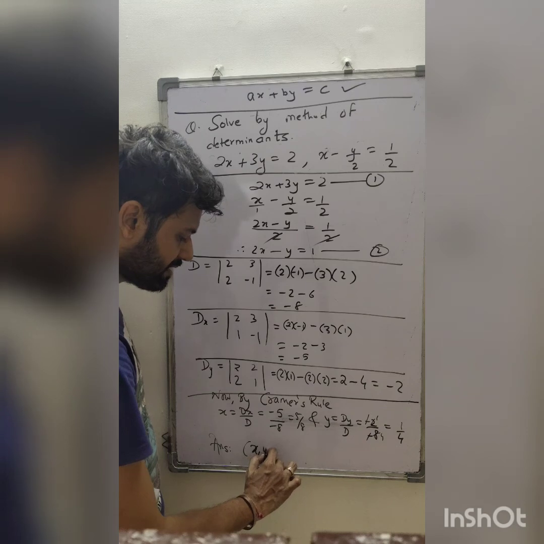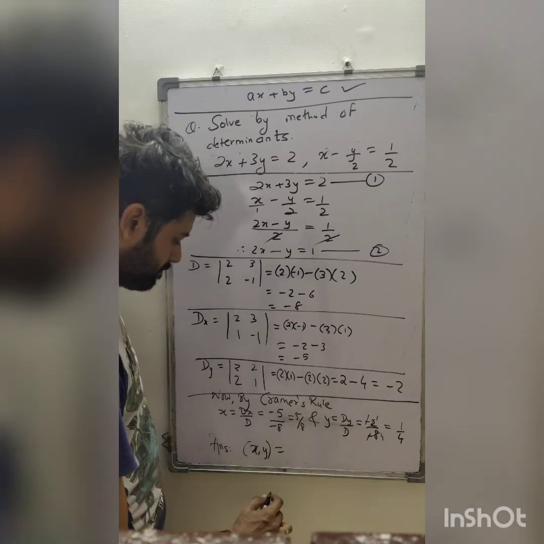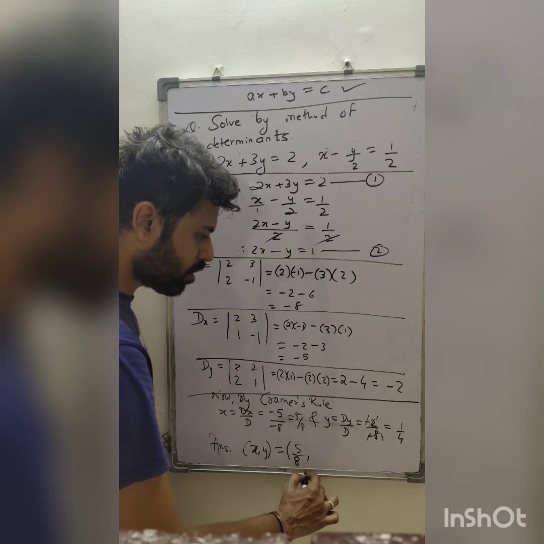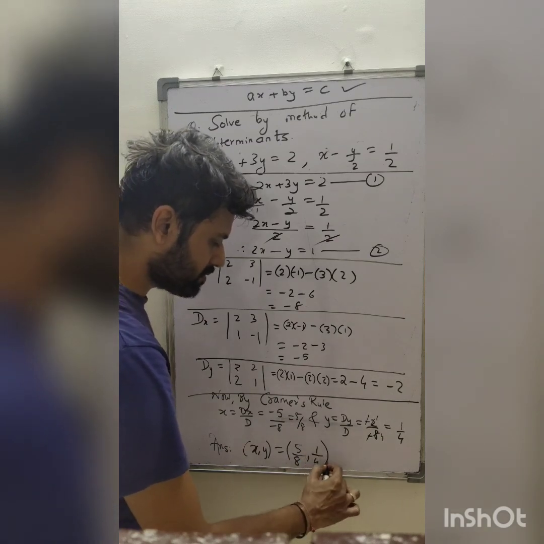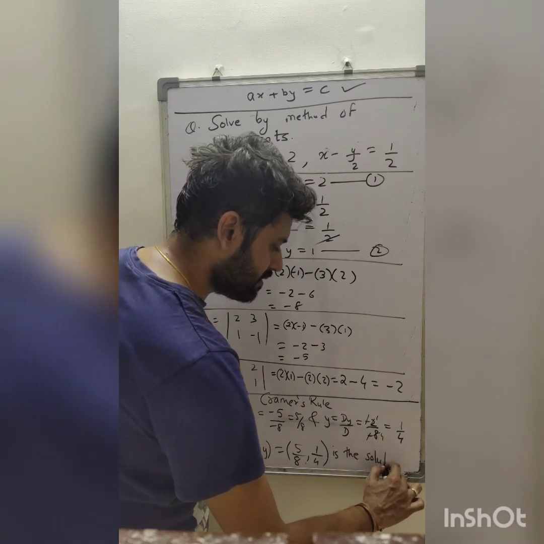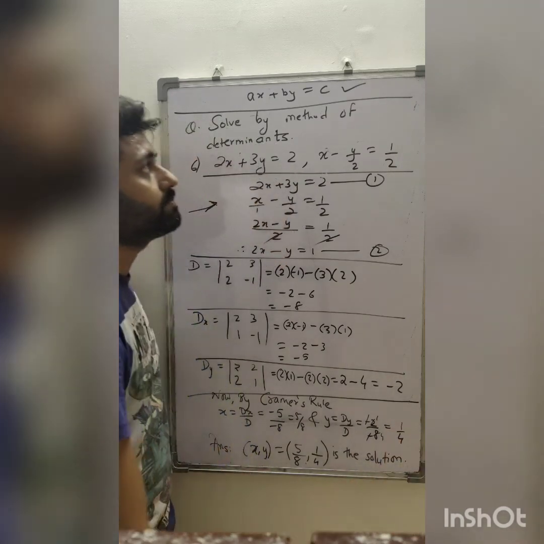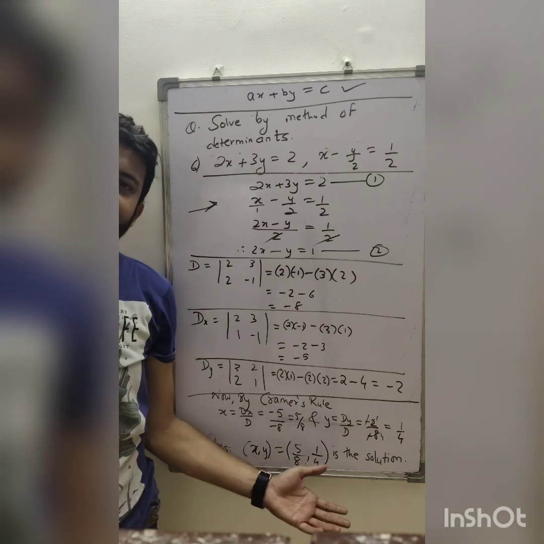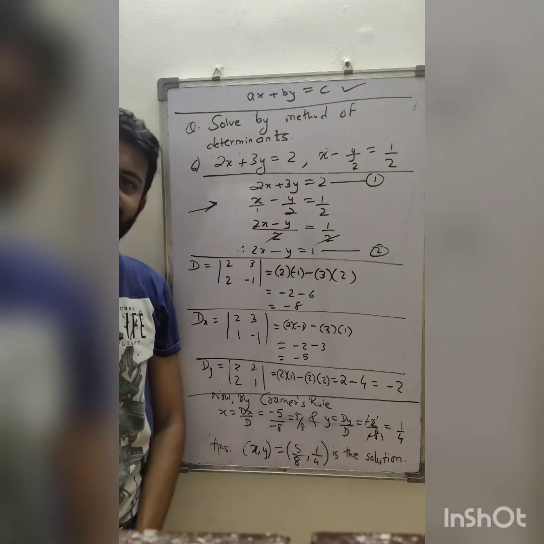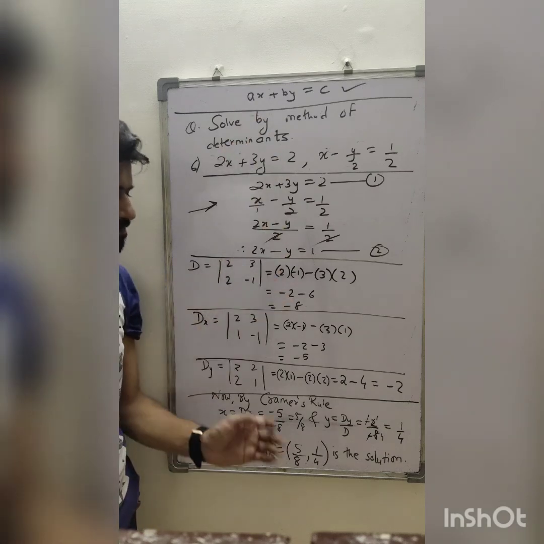Answer we write this way. x comma y is equal to 5 upon 8 comma 1 upon 4 is the solution. Or you can write solution is x comma y is equal to 5 upon 8 comma 1 upon 4. Please go through this.